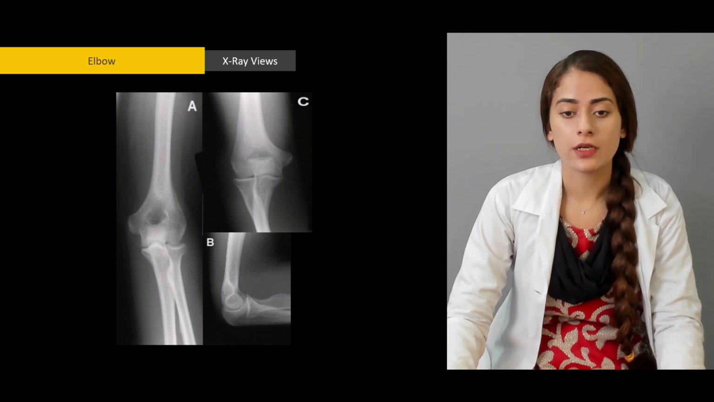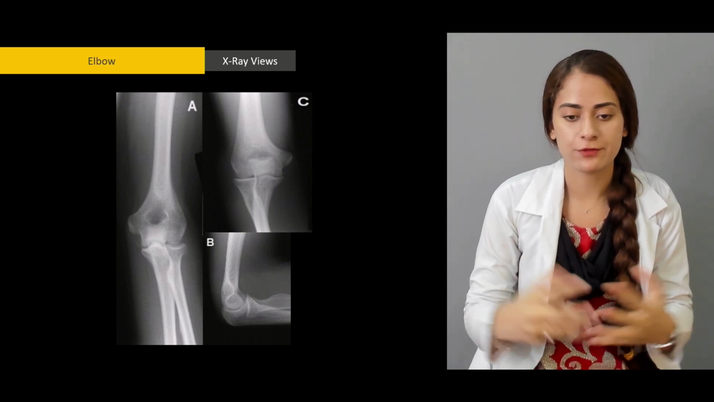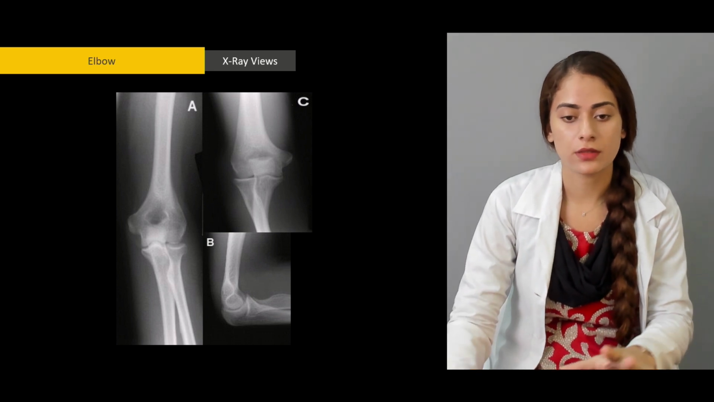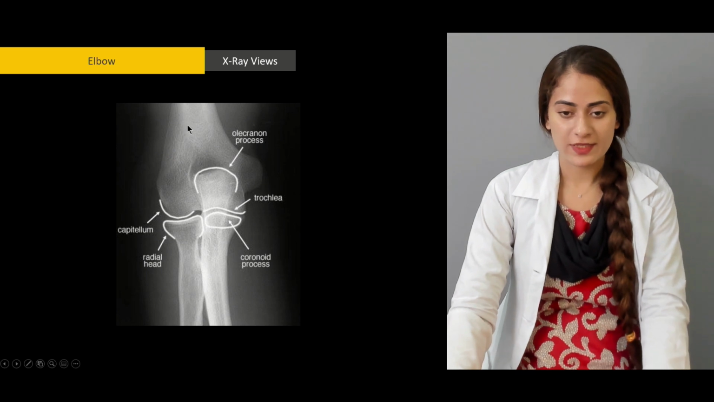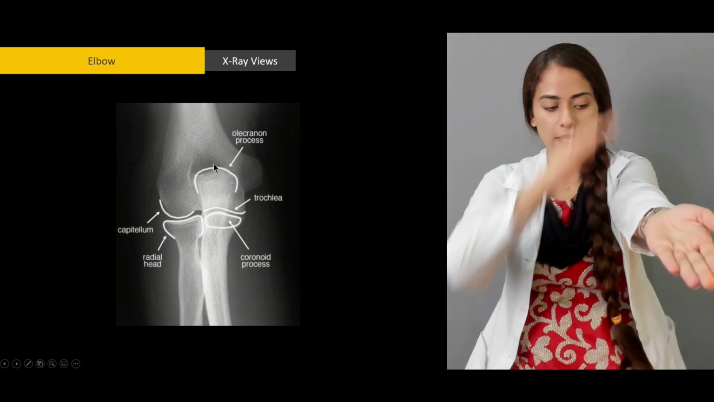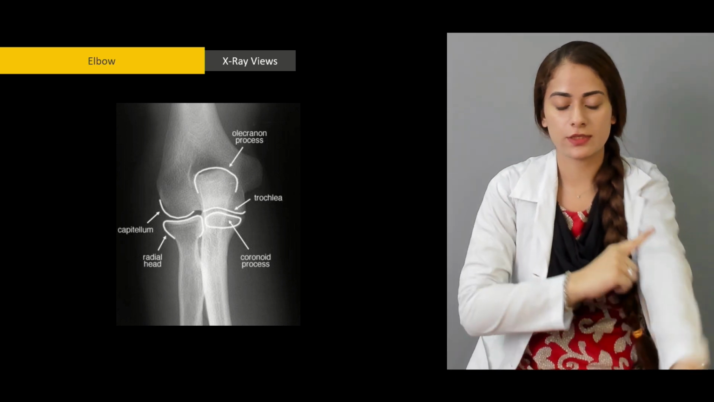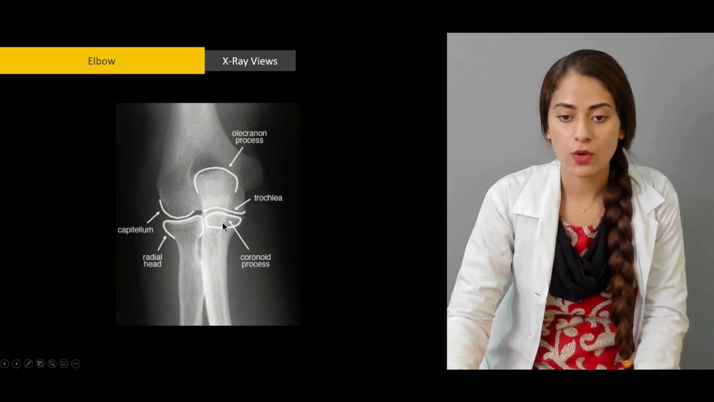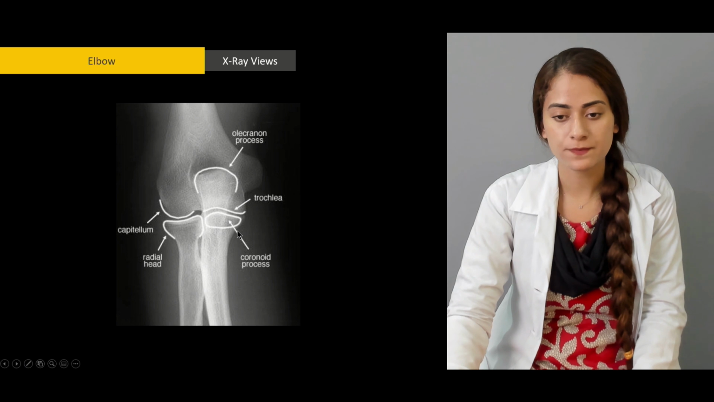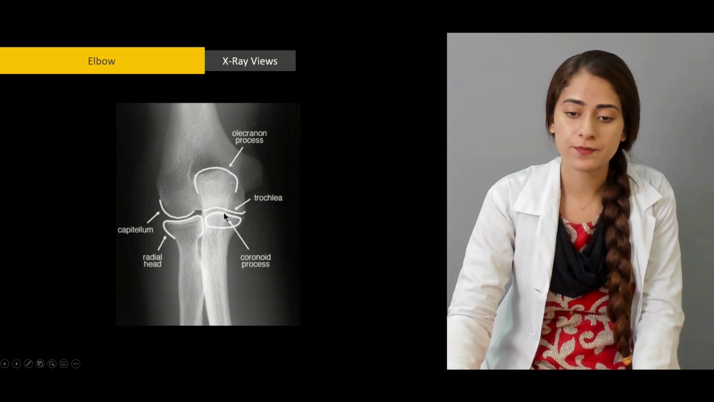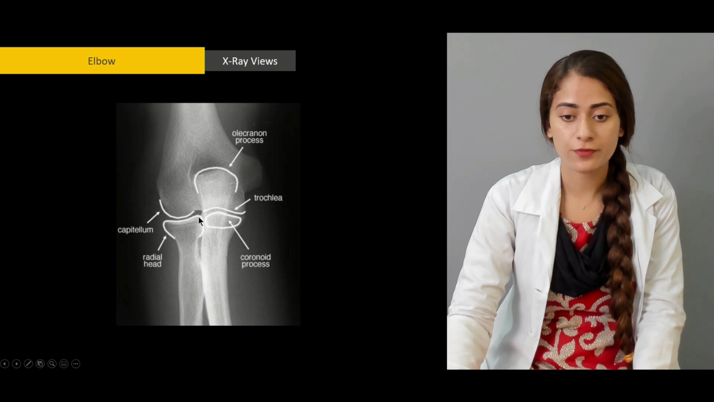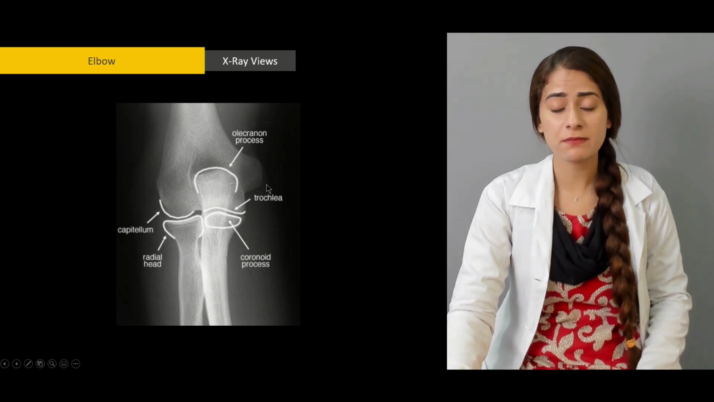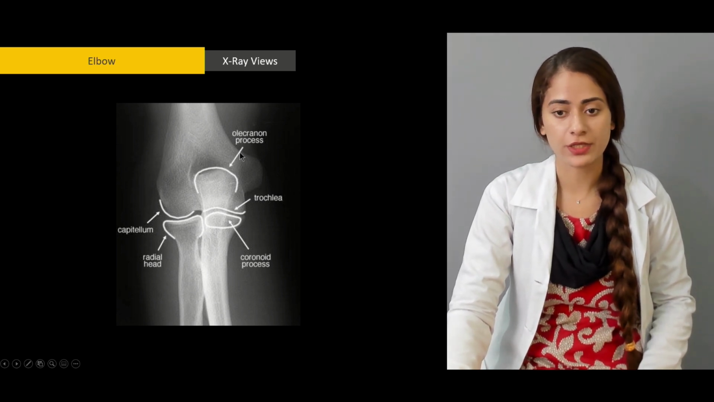Now we'll see the specific structures that we have to look at in a radiograph. So this is an AP view, like I explained. This is the placement of the hand, and the x-rays are falling perpendicular to this orientation of the arm and the forearm. This is the olecranon process of the ulna. This is the trochlea of the humerus. This is the coronoid process of the ulna. This is the radial head and the capitulum. This is the medial portion of the humerus, this is the lateral portion. This is the medial epicondyle, and this is the lateral epicondyle.